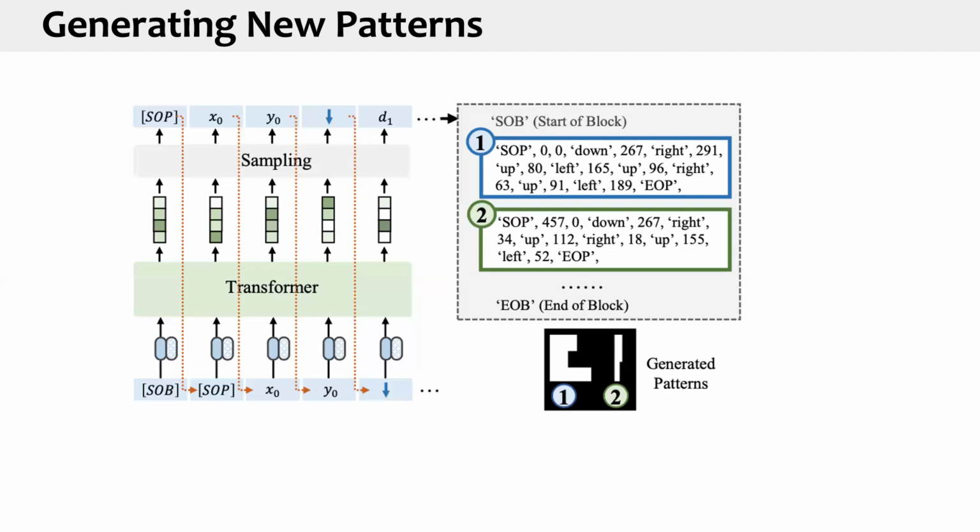Then, SOB, SOP and X0 are fed back into the model for continuing generation. Repeat the generation process above until encountering the token EOB, which indicates the end of the generation of a layout map.